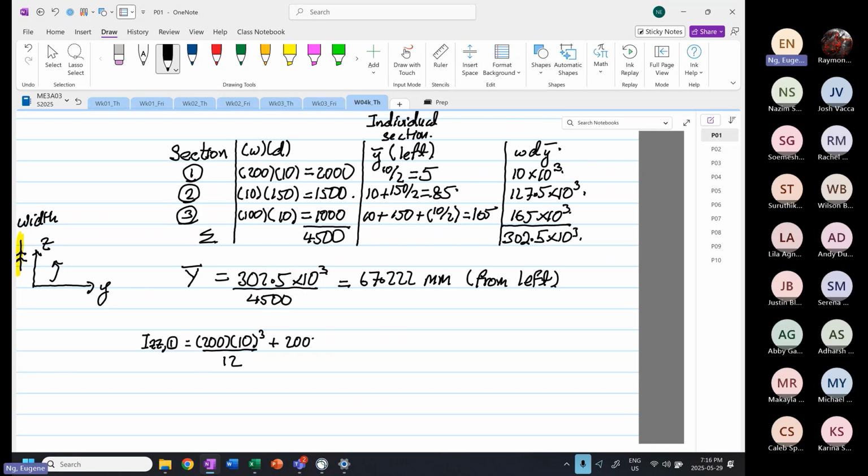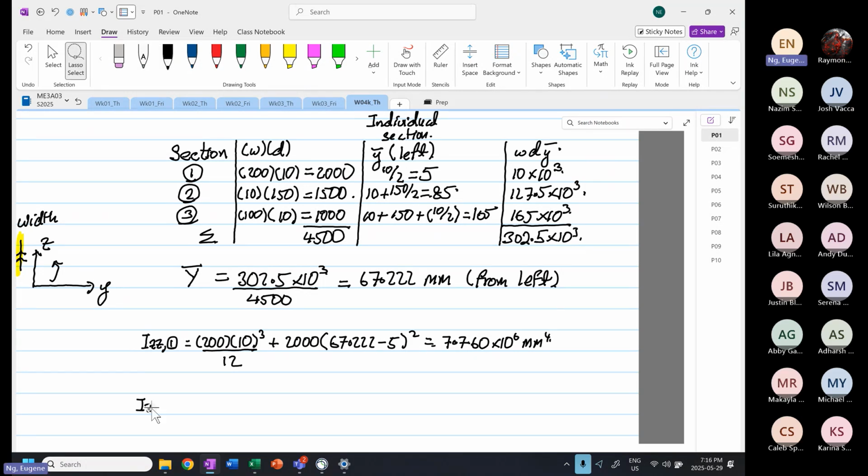Plus 2000 multiplied by (67.222 minus 5) and the whole thing squared. Okay, so the first one is 200 times 10 to the power 3 over 12, plus 2000 times (67.222 minus 5), close bracket, squared, is equal to 7.759 or 7.760 times 10 to the power 6 millimeter 4.